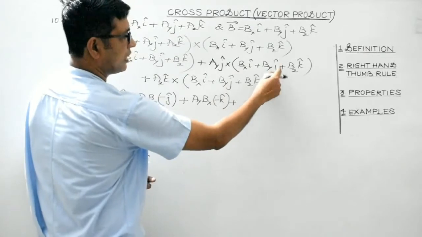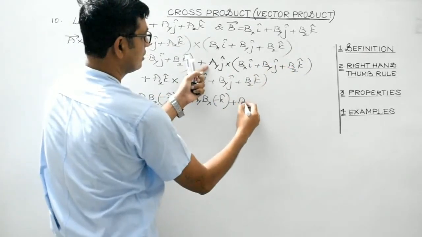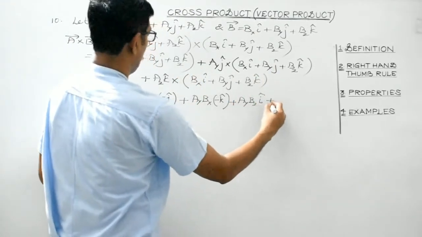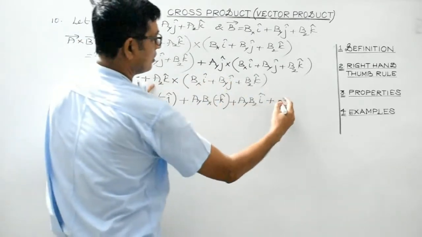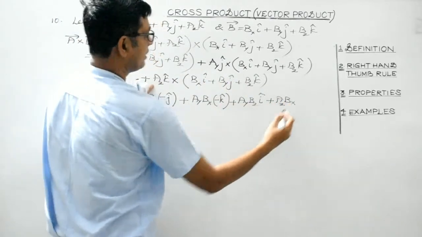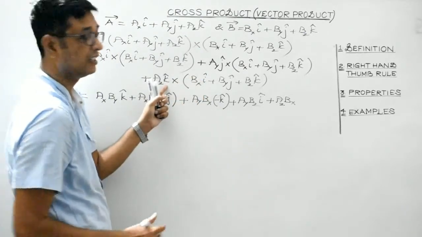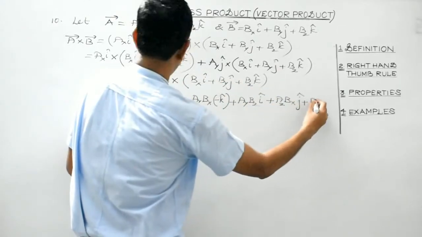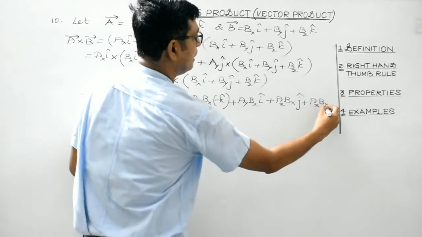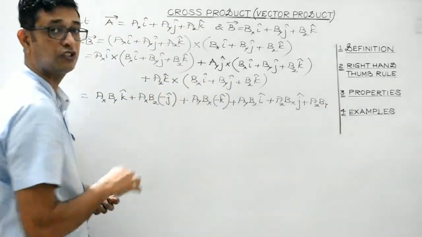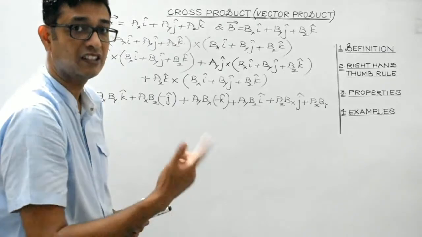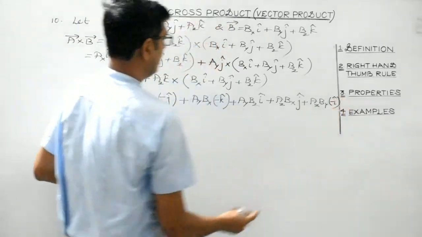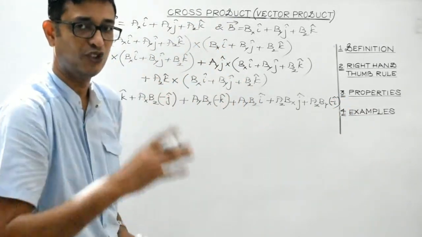Plus j cap cross j cap. It will be 0. So the third term, that is ay bz, j cross k, that is i cap. Okay. Plus this term. This is az bx, k cross i, it is j cap. This term, that is az by, k cross j, it's in the anti-clockwise direction, so it is minus i. And the last term, students, k cross k, it is 0 or null vector.